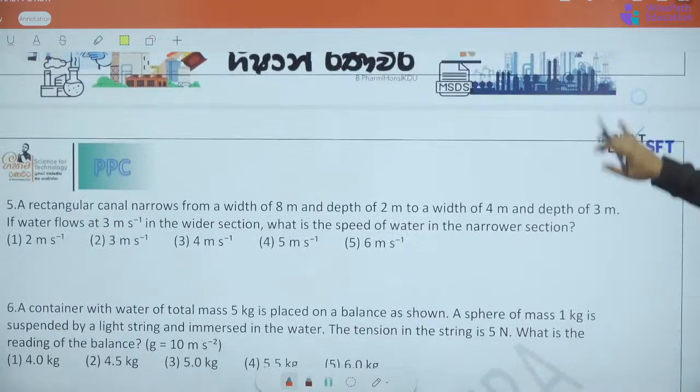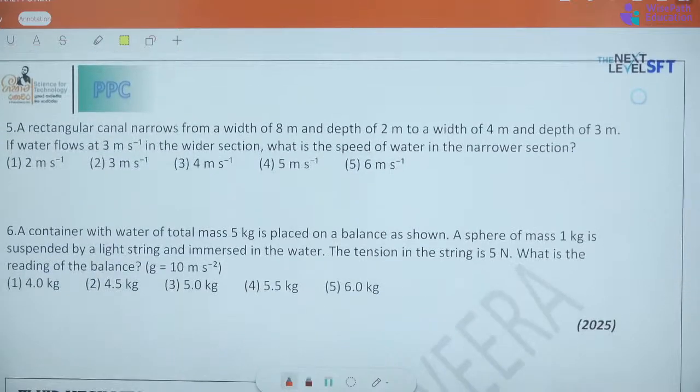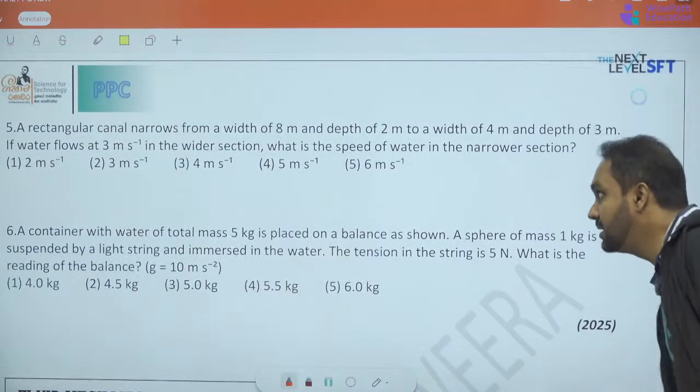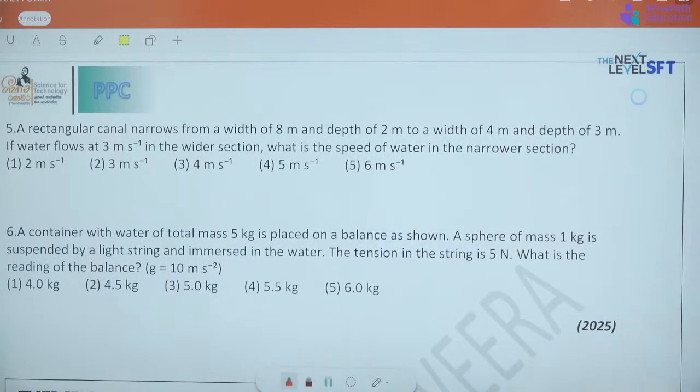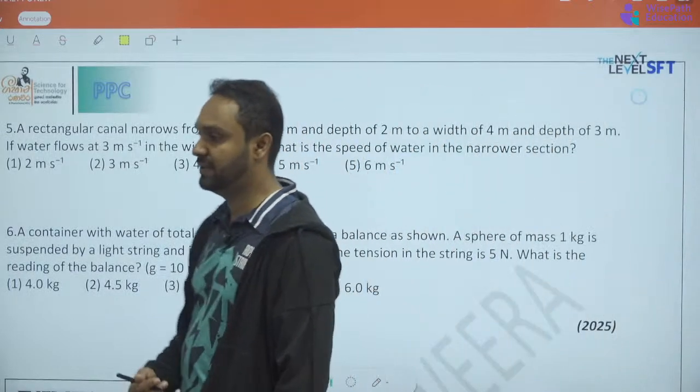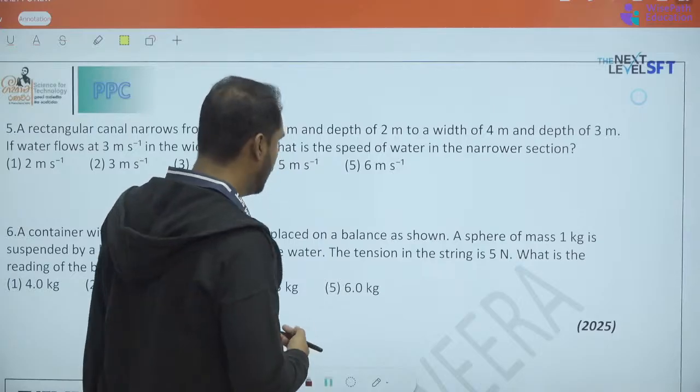Right, come to the next question. A rectangular canal narrows from a width of 8 meters and depth of 2 meters to a width of 4 meters and depth of 3 meters. If water flows at 3 meters per second in the wider section, what is the speed of water in the narrow section? It's basically the continuity equation, so A1 V1 should equal A2 V2.